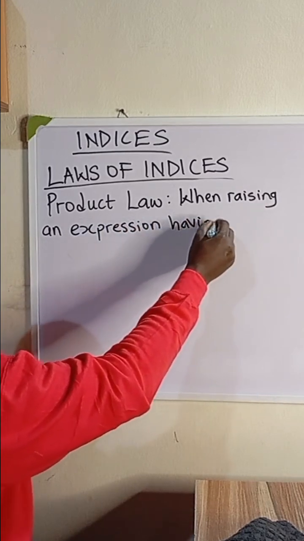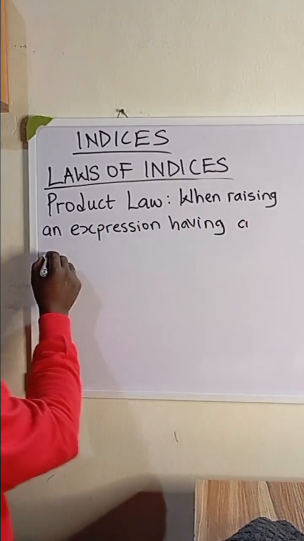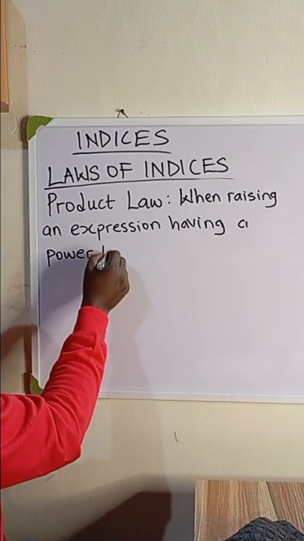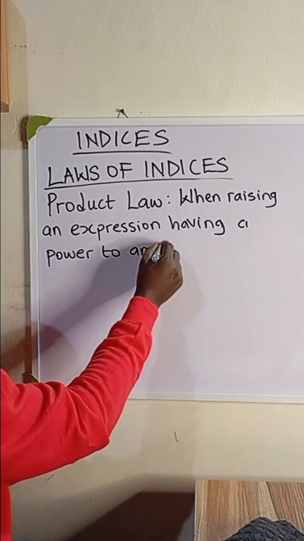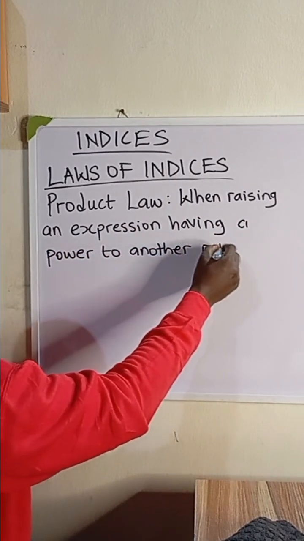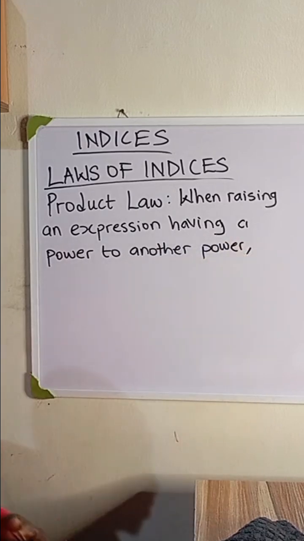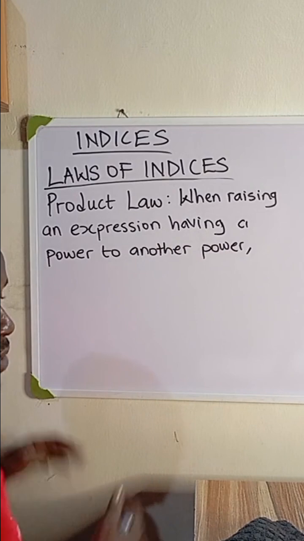Having a power. So when raising an expression having a power to another power, keep the base and multiply the powers.